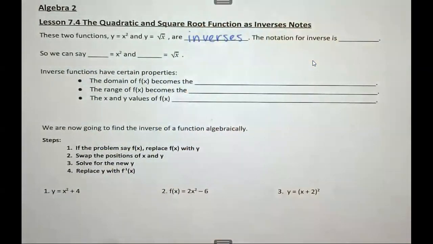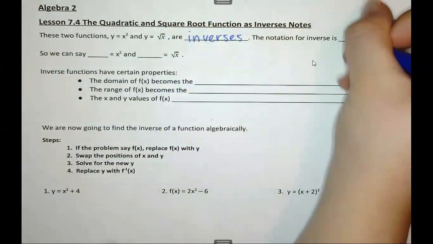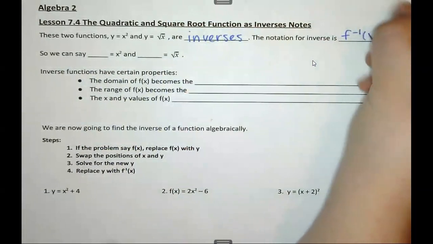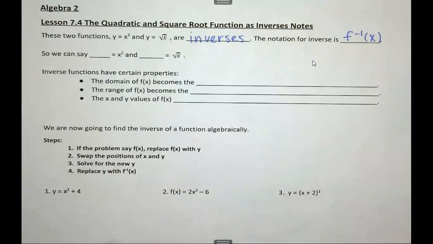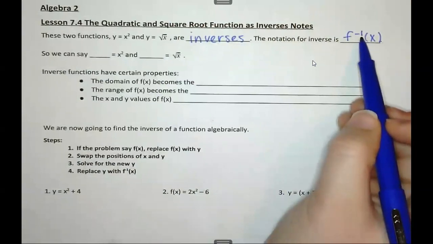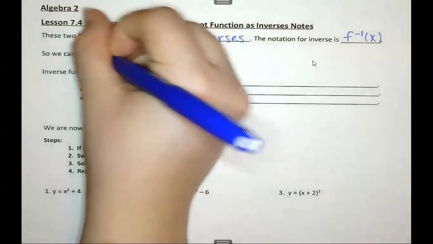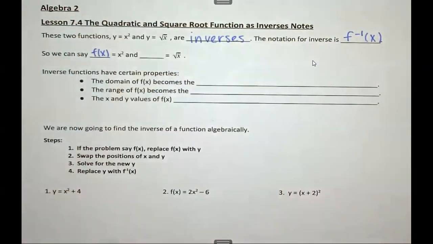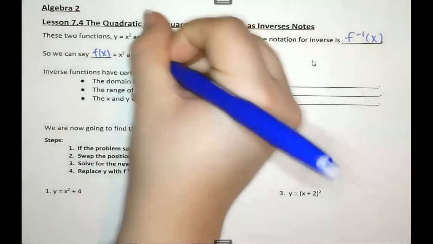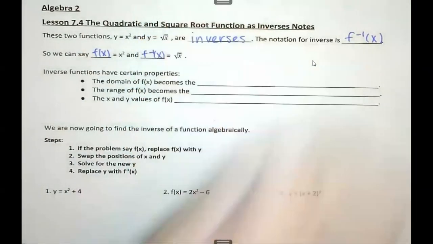We also discussed in, I believe it was 7.2, that the notation for an inverse is written just like this. So we have to have this little -1 here. So we would be able to say, if you were given the function f of x equals x squared, that the square root of x is its inverse, which we denote like this.